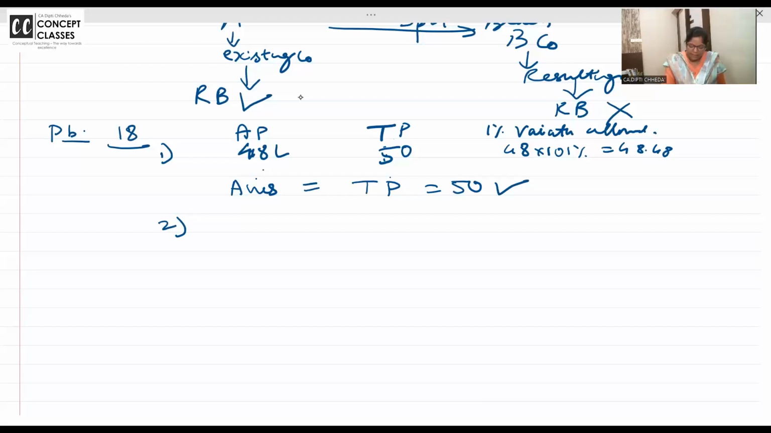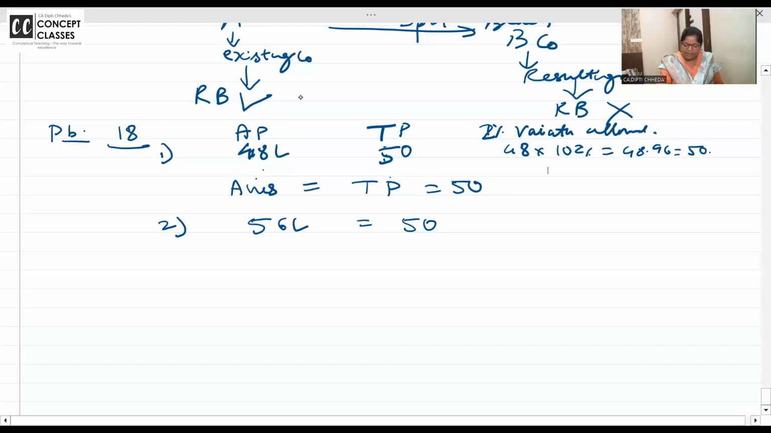Second case में your arm's length price is 56 lakhs, whereas your transaction is 50. 2% variation. I took 1%. 2%. Correct. Change करो. 48 का 2%. Sorry, 2% तक allowed है. 48 into 102%. 48.96. That's as good as 50. तो 50 तक allowed है ना? ठीक है, तो मत लो फिर. देन गो. आर यू गेटिंग?